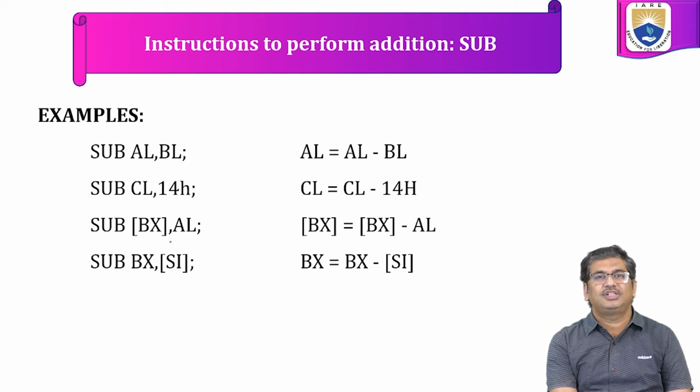Next, SUB [BX], AL. Here the source is a register and the destination is a memory location. So the contents of AL register are subtracted from the memory contents whose address is specified in BX register. The difference of these two values will be stored into the memory location which is pointed by BX register.